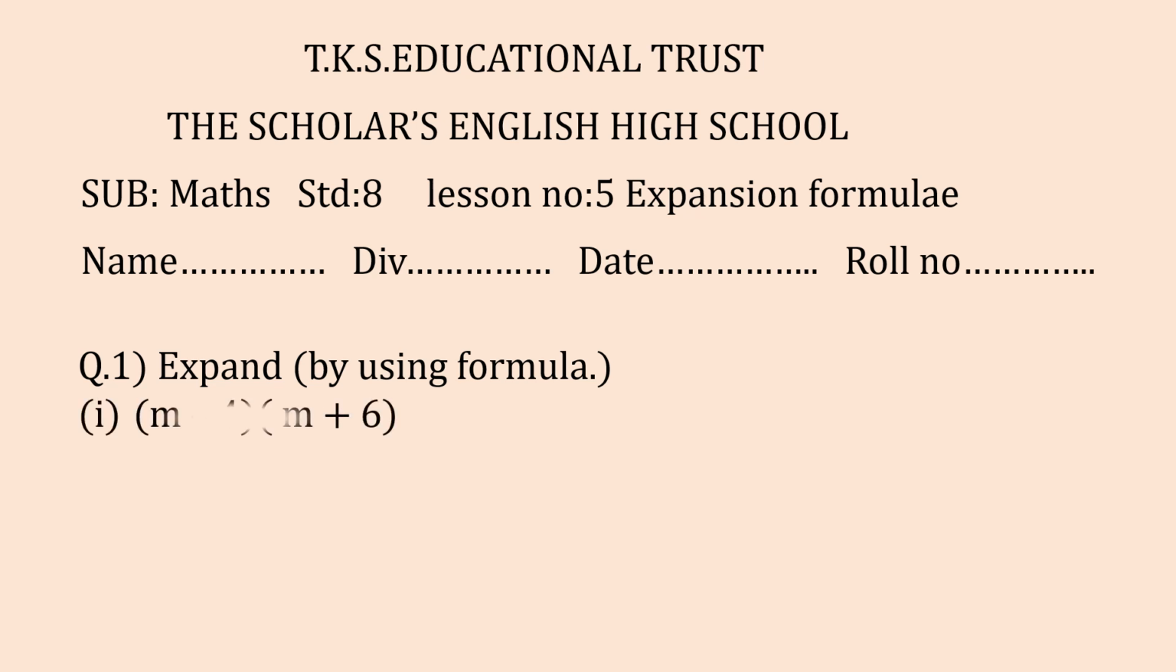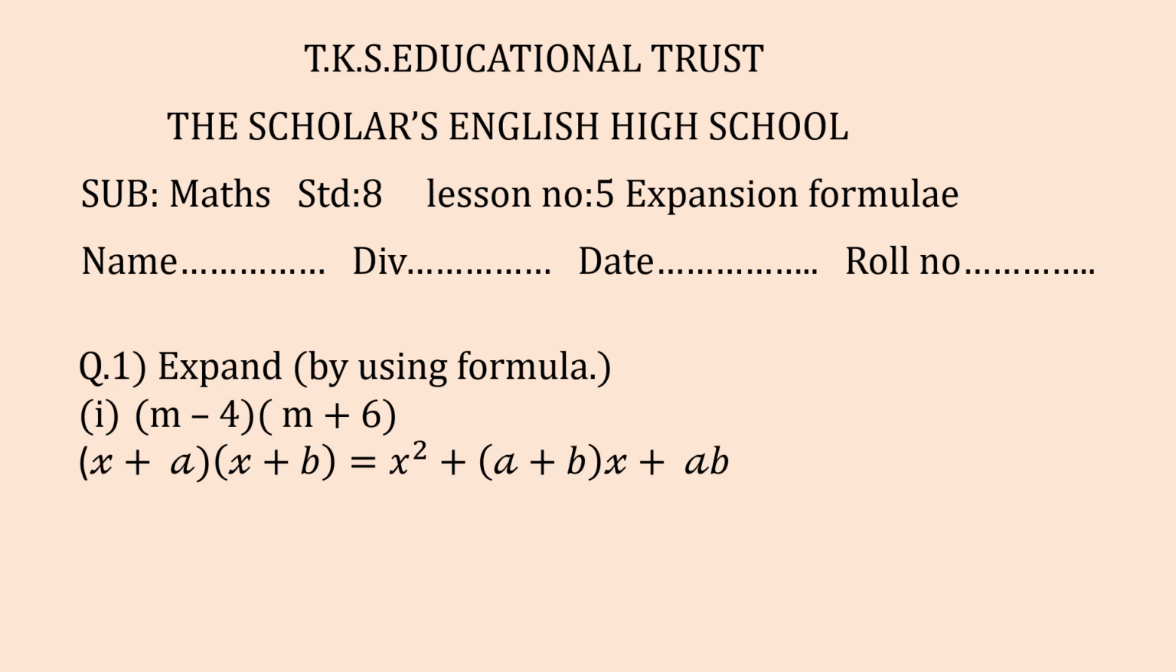So, the first question is (m minus 4) into (m plus 6). Here students will use the (x plus a) into (x plus b) formula, that is equal to x square plus (a plus b) into x plus ab. So now students, you just have to input this: our x is m, our a is minus 4 and b is 6. So we have to just input our values in the formula.